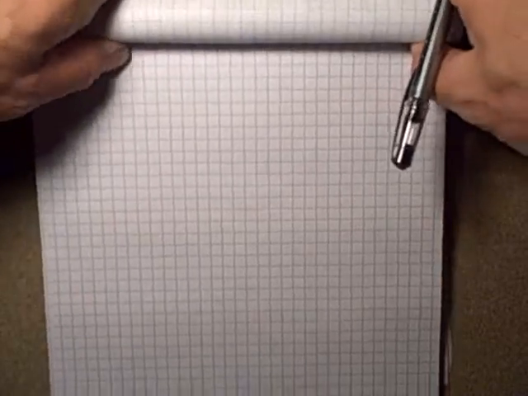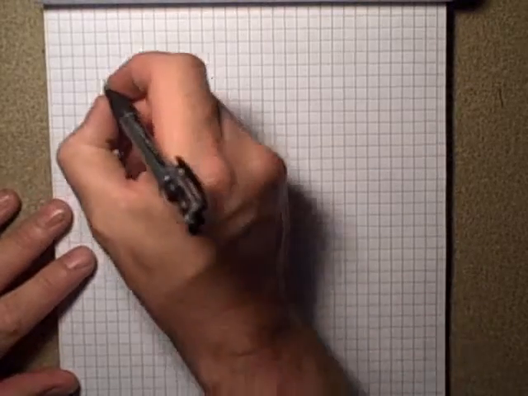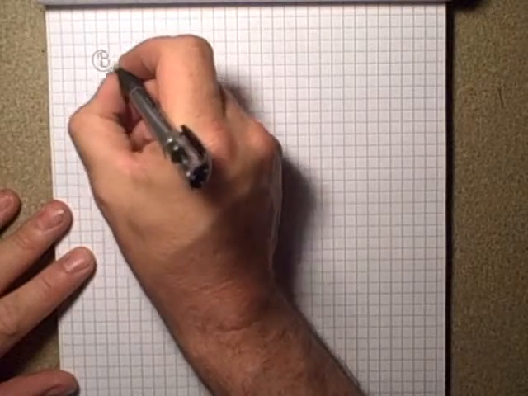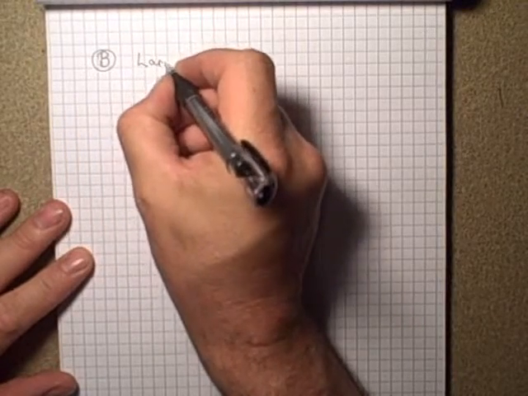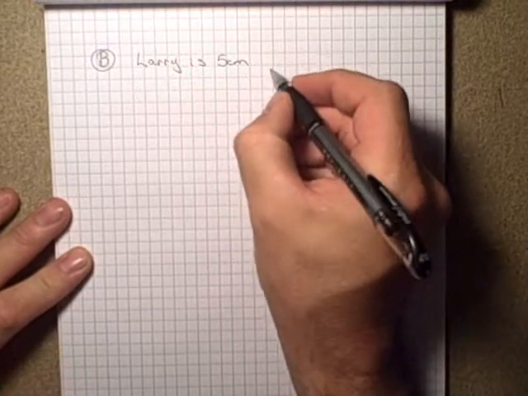That into my view. Right, so in this case, I'm going to say this is example B, and let's say Larry is 5 centimeters shorter than Bob.